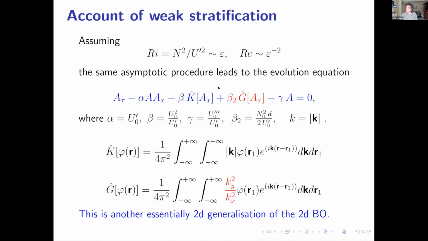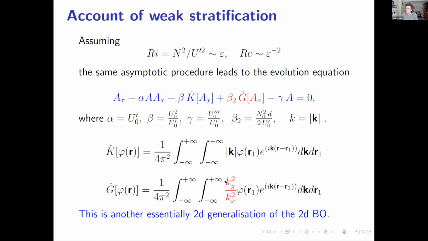Okay, now we take into account this small stratification, characterized by a Richardson number of order epsilon, and it gives another extra dispersion term to the evolution equation. And this is the term with gamma we just discussed, which comes from the third derivative. So what we have here is this new dispersion due to stratification.